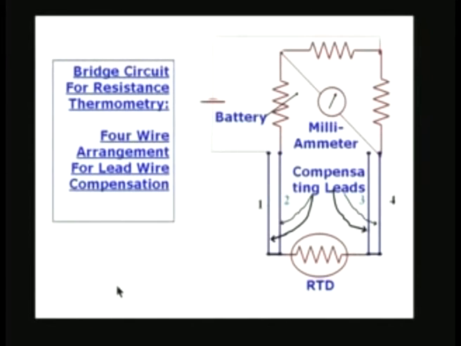The second arrangement, which is even better than the first arrangement, is where we have a 4-wire arrangement for lead wire compensation, and there are 4 lead wires I have shown here, 1, 2, 3 and 4. These are the compensating leads, 4 leads are there, RTD is connected, the rest of the connections are the same, the battery and the variable resistance in this arm, the 2 other resistances and so on are exactly the same. Now, let me explain briefly the reason for 4 leads, and let us discuss it on the board.